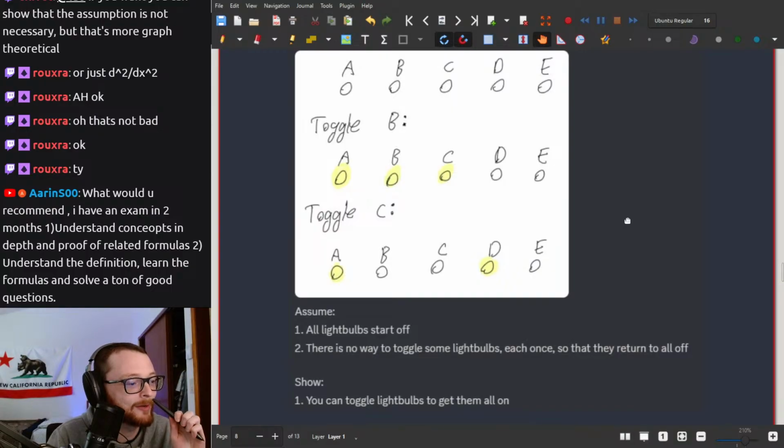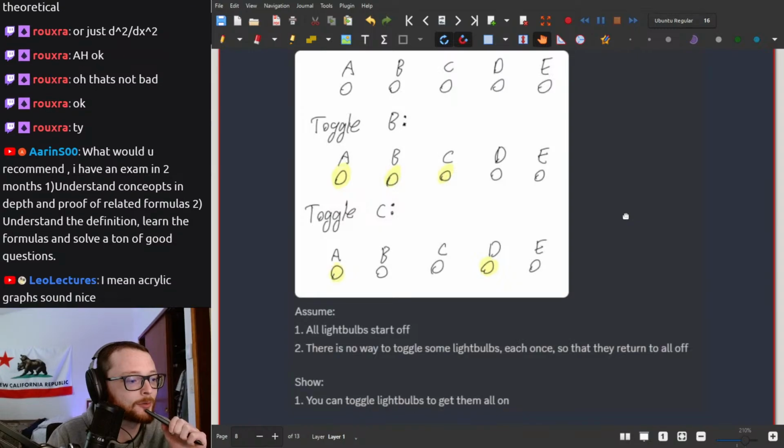What would you recommend? I haven't examined in 2 months. Understand concepts in depth, proof of related formulas, understand the definition, learn the formulas, solve a ton of good questions. When time is limited, probably focus on problem solving, in my opinion. Depending on how you think, maybe you want to do the first one, but personally I focus on problem solving because that's more directly related. And it usually helps me understand the concepts as I do it too. Acrylic graph sounds nice, yeah.